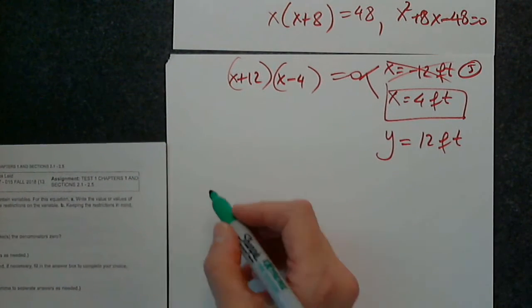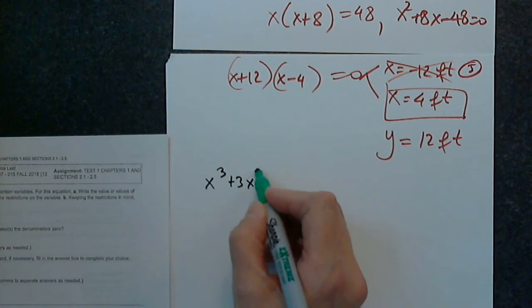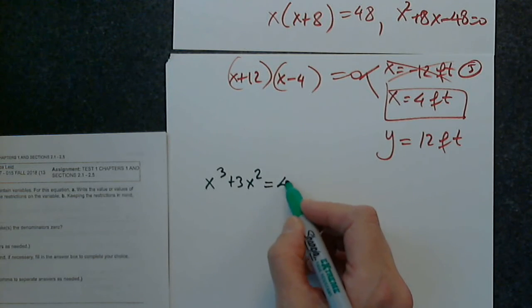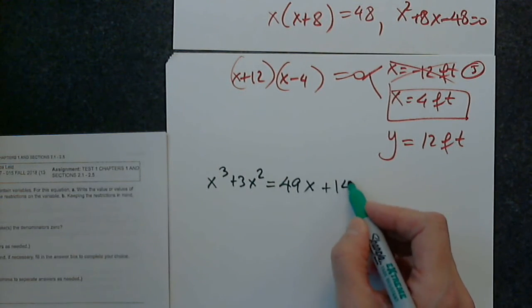So the polynomial equation, which is x cubed plus 3x squared equals 49x plus 147.